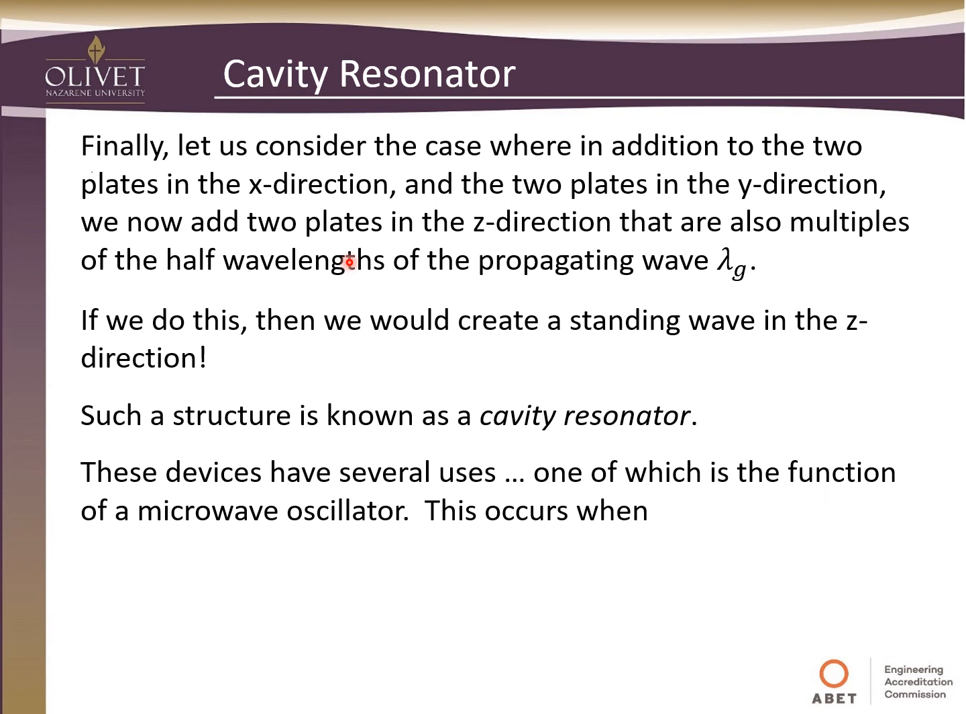So these devices have several uses, one of which is the function of a microwave oscillator. And this occurs when D is equal to L times lambda G over 2, again, where lambda G is the half wavelength of the propagating wave. And so this is the basis for what you might have heard termed klystron. The klystron is, of course, a little more complicated than this, but it is very similar. It's what's used in your microwave oven. So this is how your microwave oven is able to create high wattage microwaves and cook your food.